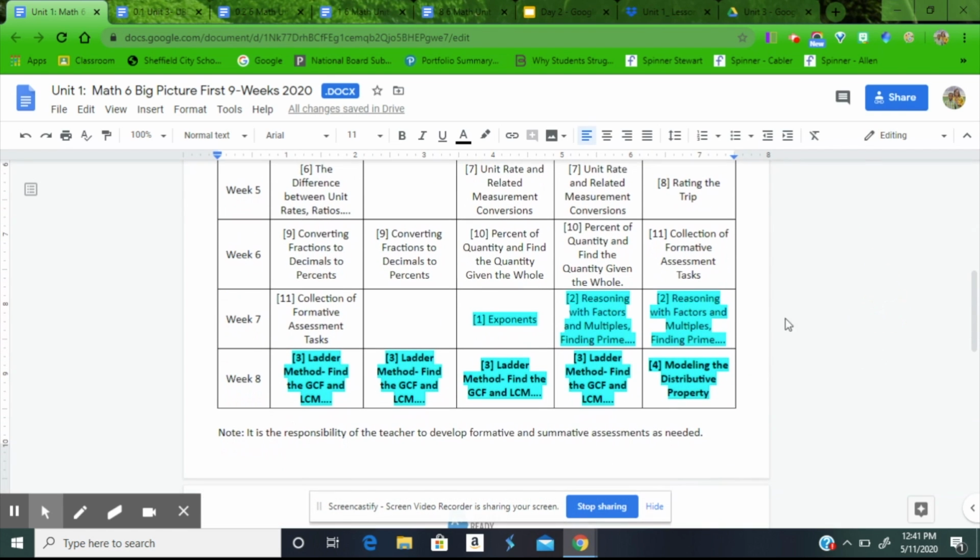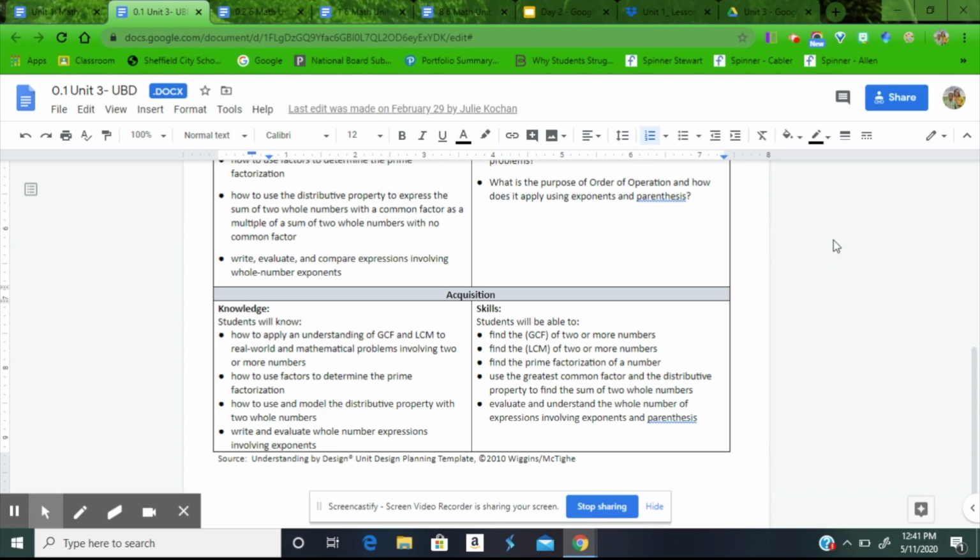As we scroll down, we'll find the middle of week 7 is where Unit 3 begins. The lesson that we're going to be specifically talking about in this video is the ladder method, finding the GCF and the LCM, which is lesson 3. If you'll notice here, that is 4 days of instruction during week 8. So let's look now at our UBD.